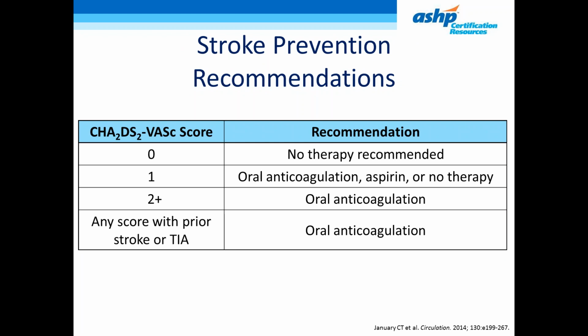The remaining patients, so either those patients with a score of 2 or higher, or patients with a prior history of stroke or TIA, should all receive oral anticoagulation.